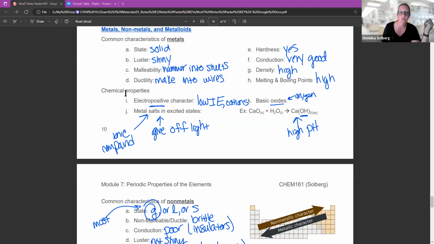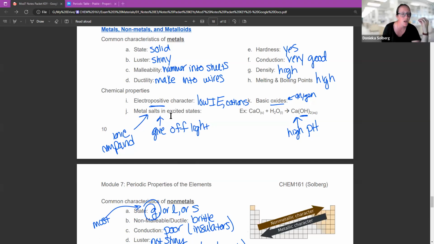Okay. Metals also have some specific chemical properties, and that is they have an electropositive character. That means they like to be positive things. They like to be cations. They have a very low electron affinity. They don't really want electrons. And they also have a low ionization energy because it's really easy to take electrons off of metals. Okay. They like to be positive.